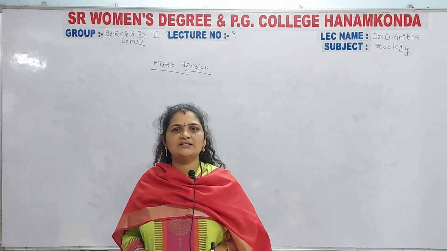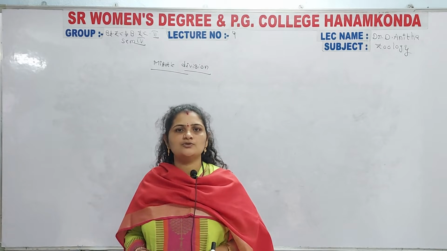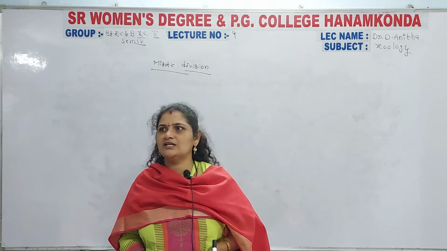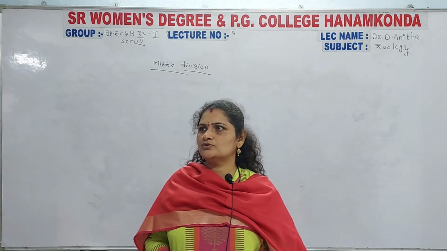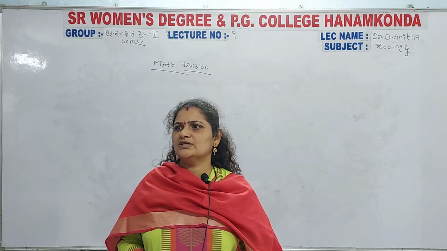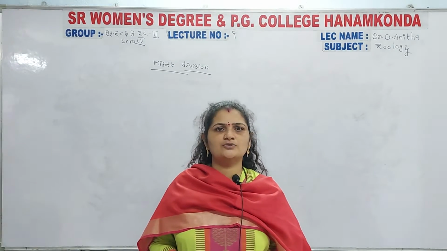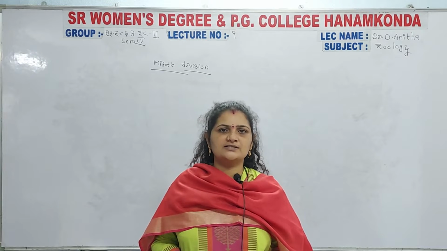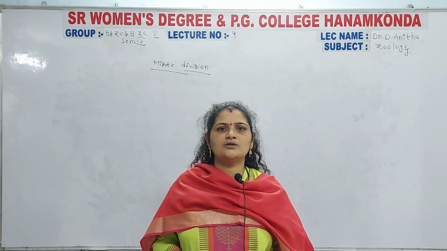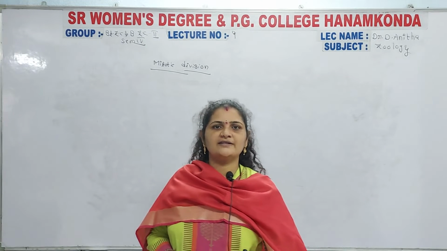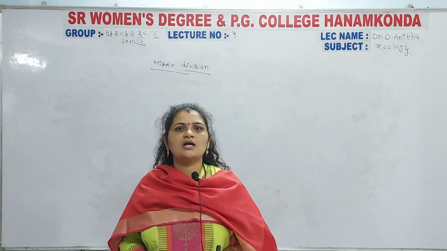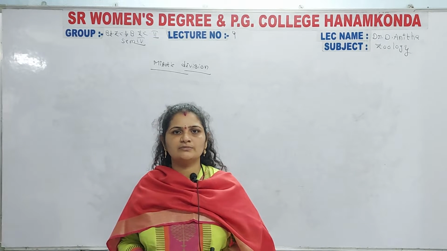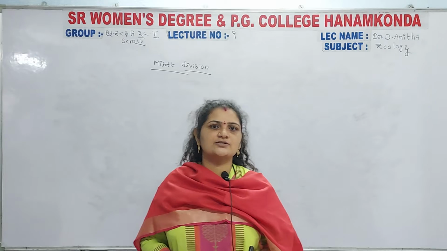It mainly takes place in the autosomes. The mitotic division occurs only in the autosomes. There are 22 pairs of autosomes in the human being, and the mitotic division takes place on those autosomes only. In this mitotic division, the chromosome number is not reduced. The chromosome number continues as usual.